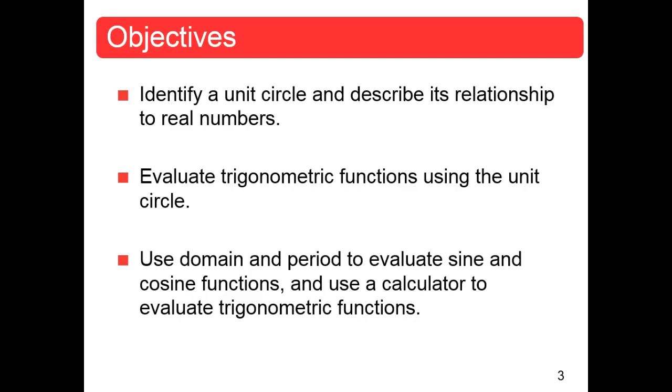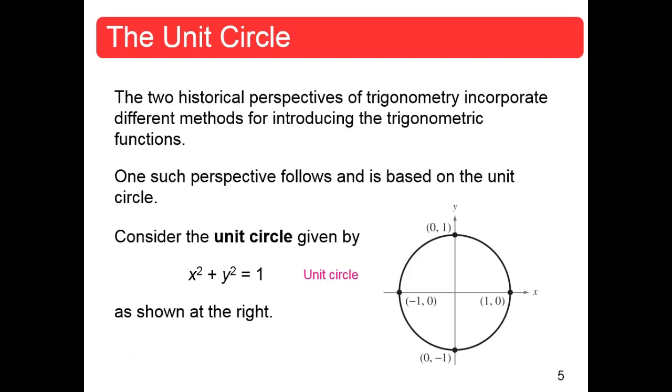Okay, what we're going to do is identify a unit circle, describe its relationship to real numbers, in a weird kind of way. We'll evaluate trigonometric functions using the unit circle. We'll use the domain and period to evaluate sine and cosine functions, and use a calculator to evaluate other trigonometric functions, well, including sine and cosine. So let's start with the unit circle. And as I just said, it's a circle of radius 1.